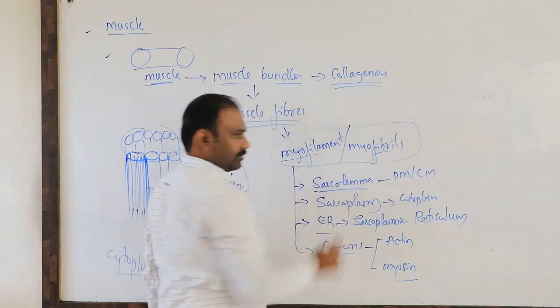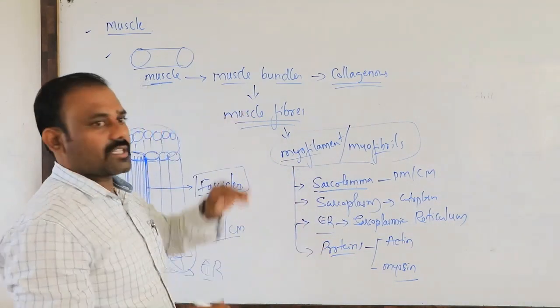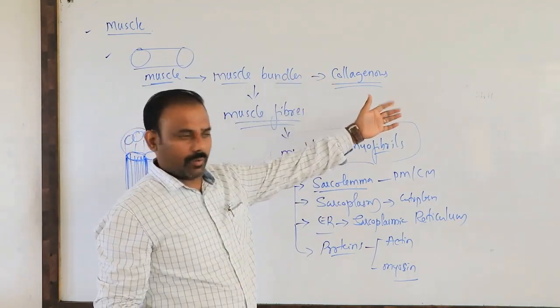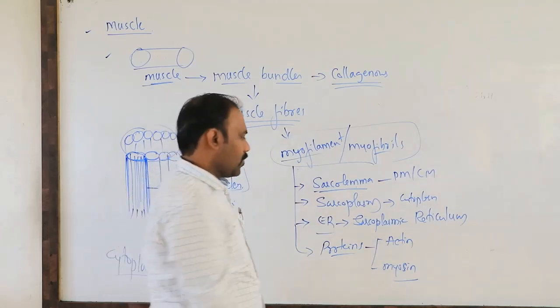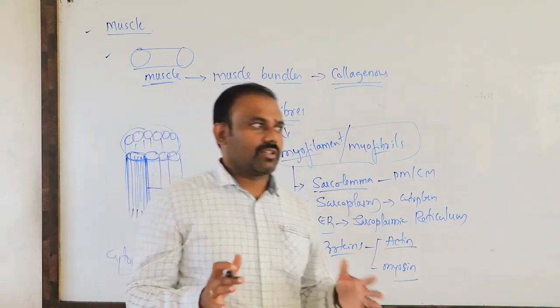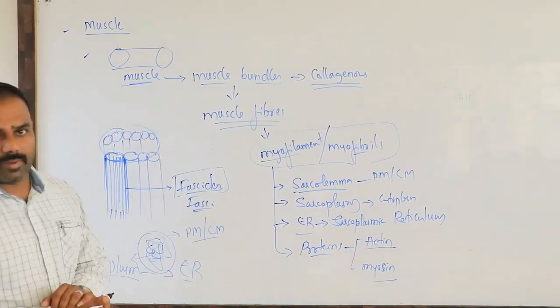you will have collagenous material. I mean to say, two muscle bundles are held together by collagenous material, and collagen is a kind of protein, no doubt. And in the case of myofilaments, the proteins present are actin and myosin. These two are the very important fundamental proteins present in the myofibrils.